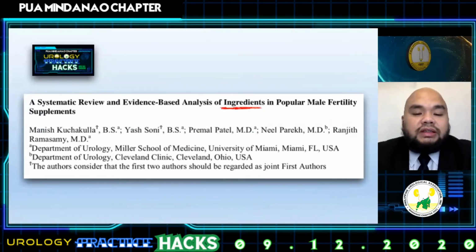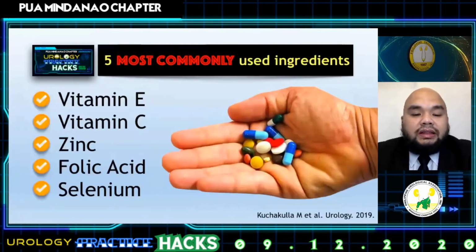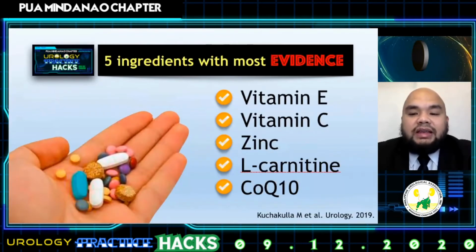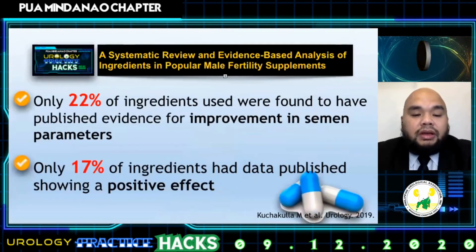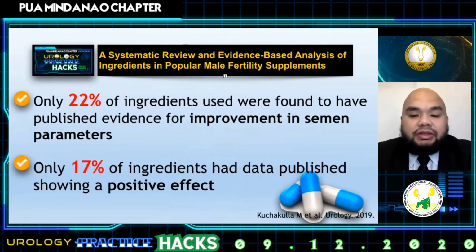This is the most recent systematic review on the different antioxidants on male infertility. The 5 most commonly used ingredients are vitamin E and C, zinc, folic acid, and selenium, whereas the 5 ingredients with most evidence are vitamin E and C, zinc, L-carnitine, and coenzyme Q10. In all, only 22% of ingredients used were found to have published evidence for improvement in semen parameters, and only 17% of ingredients had data published showing a positive result.